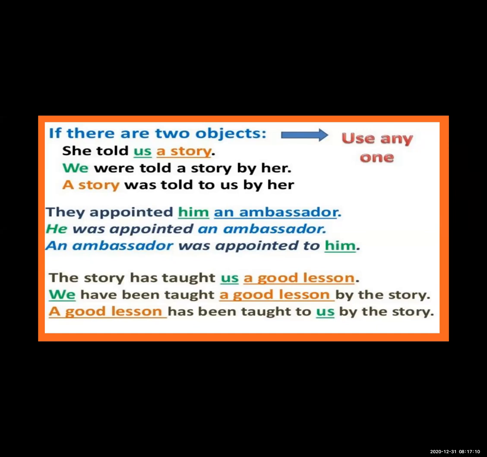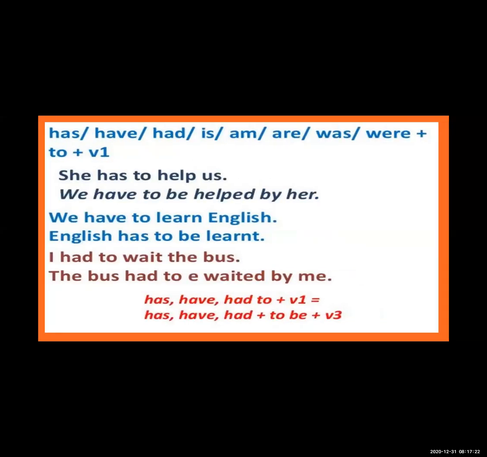Okay, a story as an object, the second statement is being carried. So it is as simple as that. Again, a similar example is given over here. We'll move further: has, have, had, is, am, are, was, were. Now you have to use these particularly at times.